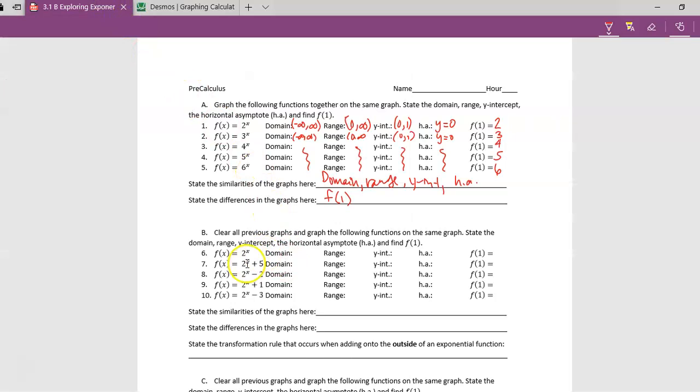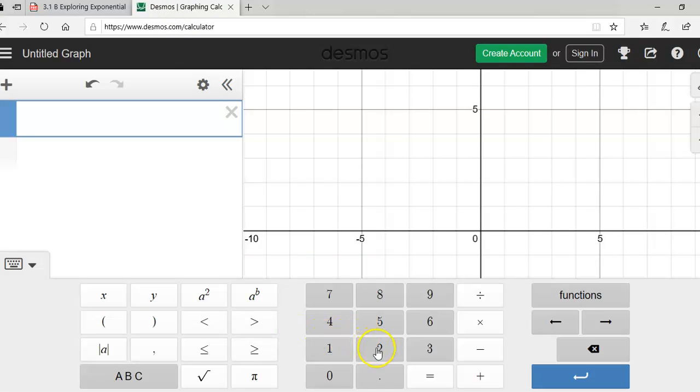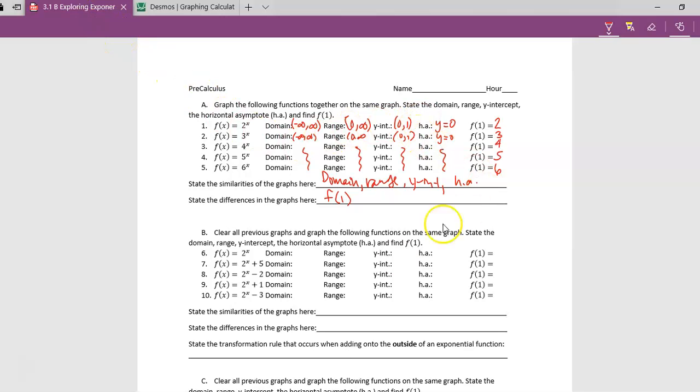And our first graph is 2 to the x again. Oops, I guess I shouldn't have cleared that one. So 2 to the x power. And of course it has the same things that we had on the top. So the domain was negative infinity to infinity. The range was 0 to infinity. The y-intercept was at 0, 1. Horizontal asymptote at 0. And f of 1 was equal to 2. So that's just the same as number 1 up here.